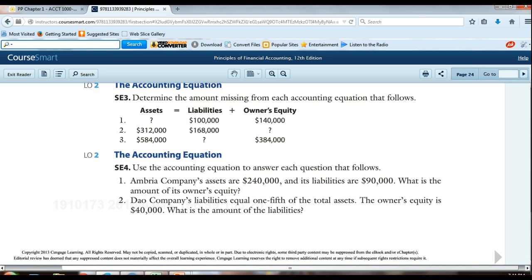SE4. Number 2. Deo Company's liabilities equal 1/5 of the total assets. Owner's equity is 40,000. What is the amount of the liabilities?